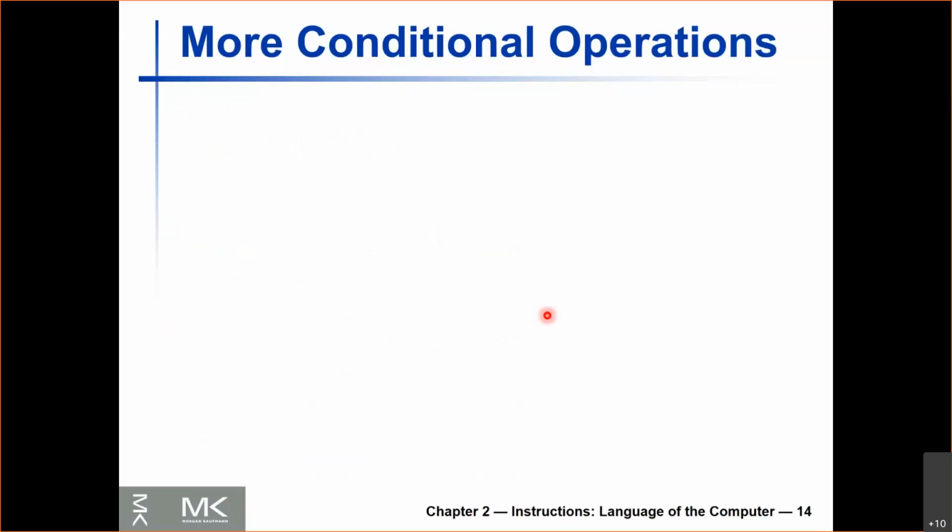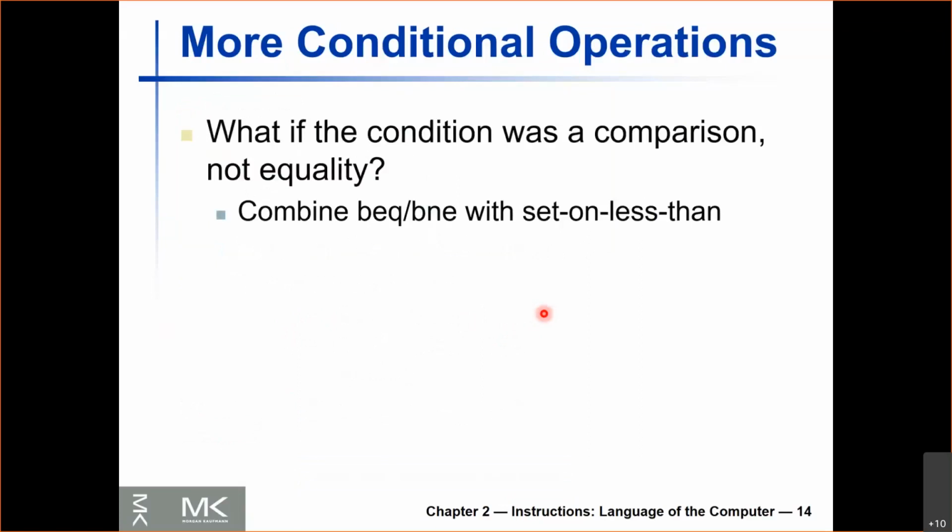All right, so we've seen how to do if statements when the condition is an equality. However, sometimes the condition could be a comparison, not an equality. Maybe rather than if i equals j, I might want to do if i is less than j, or if i is greater than or equal to j. In this case, we're going to combine branch equal or branch not equal with an instruction we've talked about before, which is set on less than.